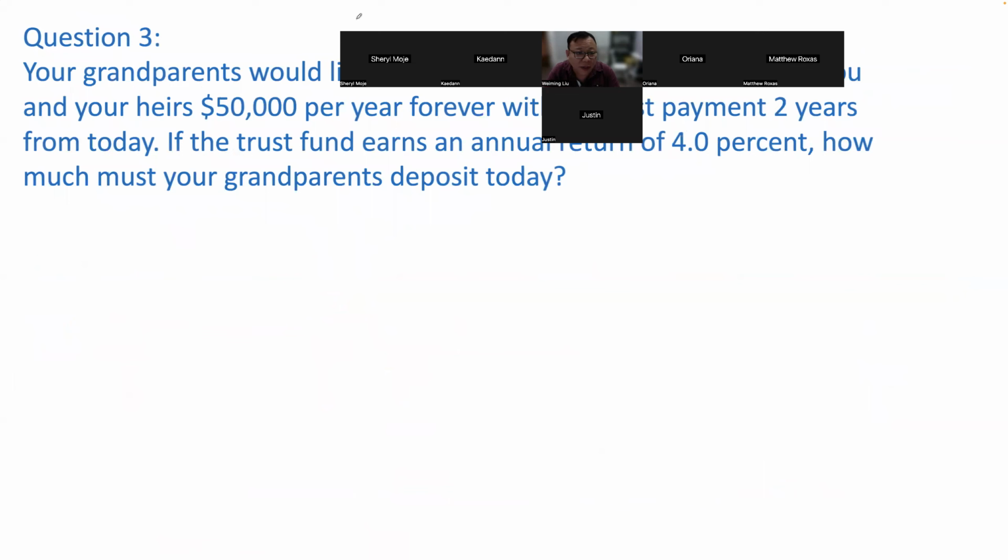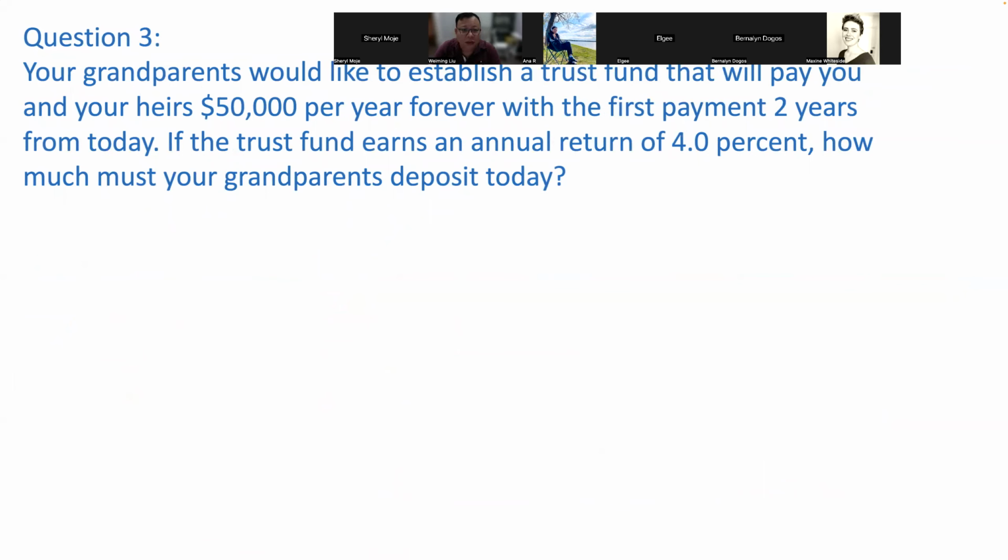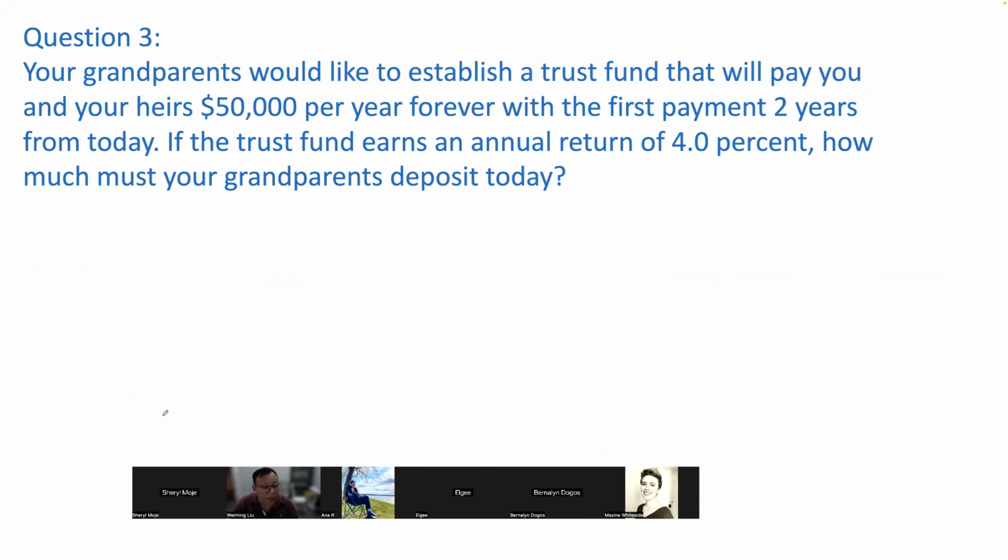So let's take a look at question 3. Just give me a second. Question 3 is: your grandparents would like to establish a trust fund that will pay you and your heirs $50,000 per year forever. Wow, that's great, forever. With the first payment 2 years from today. If the trust fund earns an annual return of 4%, how much must your grandparents deposit today?